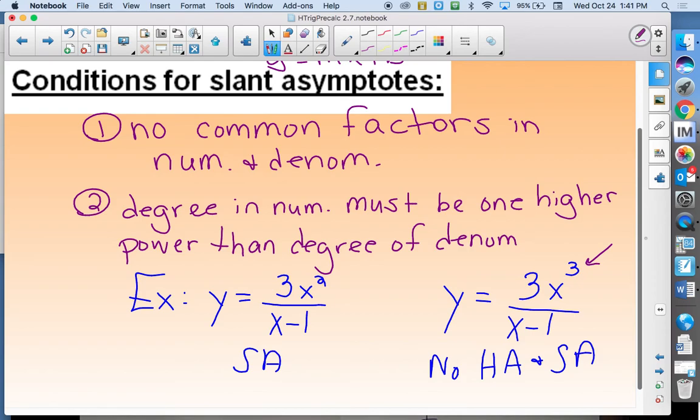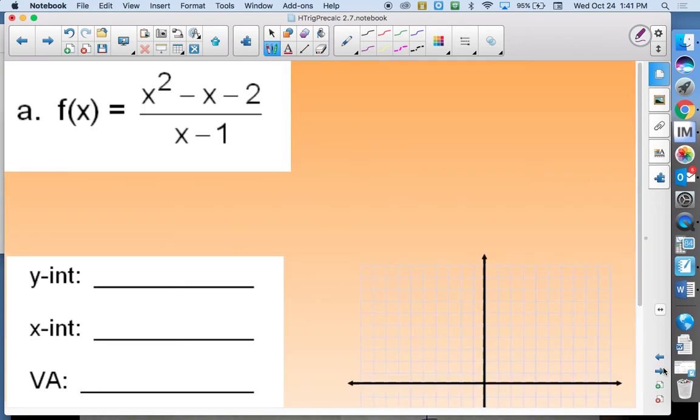We are going to find it using division. Usually synthetic division works. Sometimes you may have to use long division, but we're going to divide the problem out. So as I said, just 2 examples. And they're pretty much exactly the same, except the slant asymptote changes a tiny little bit. But just going through what you did last night, how do you find a y-intercept?